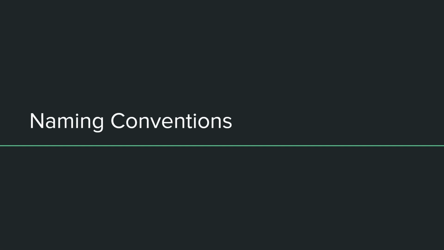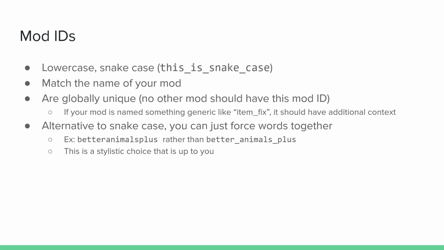Okay, so conventions, naming conventions. I just want to make sure you get started off on the right foot, so we're going to go through some naming conventions. Mod IDs. You all picked a mod ID last time, but when you make a mod, your mod ID has a couple conventions it needs to conform to. They're lowercase, snake case, typically, which you can see what snake case looks like there. They usually match the name of your mod, and they should be globally unique, which means no other mod should have the same mod ID. So they should be pretty descriptive usually.